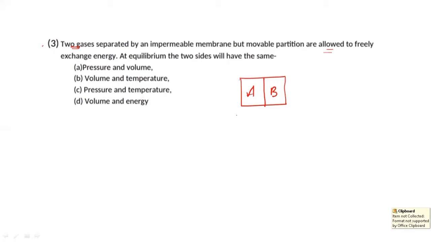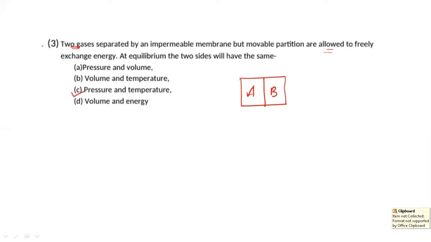Then if you look again, the first thing is that temperature will be the same, because the flow of energy is done freely. Next is the pressure. So pressure will also become the same, and then they will come into mechanical equilibrium condition, right? So the two quantities that will be the same at equilibrium are pressure and temperature.